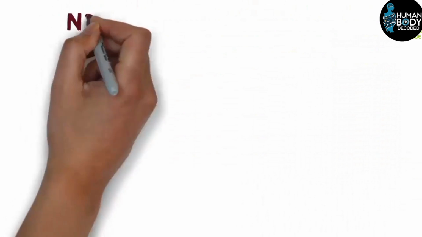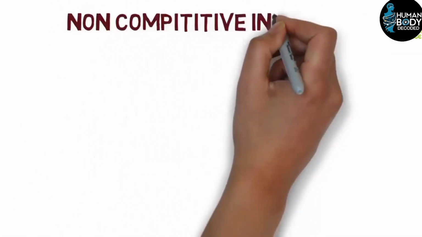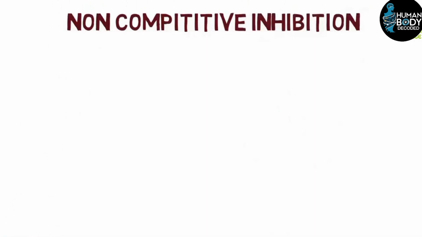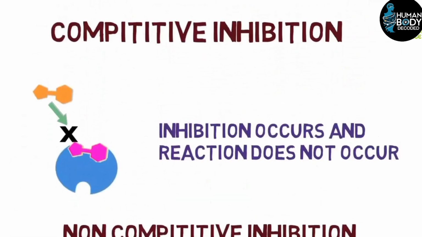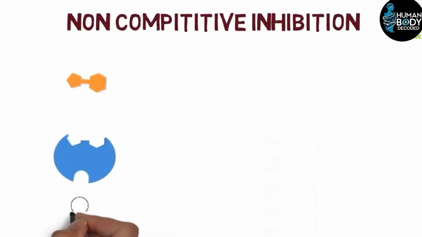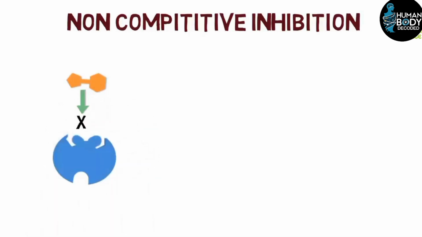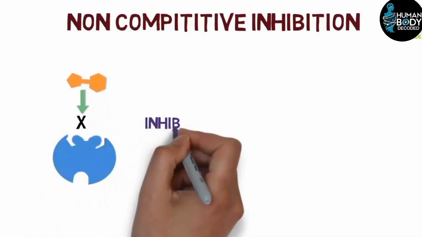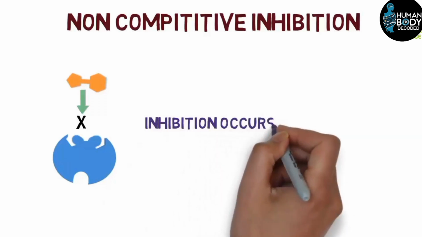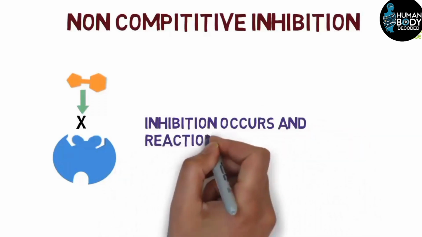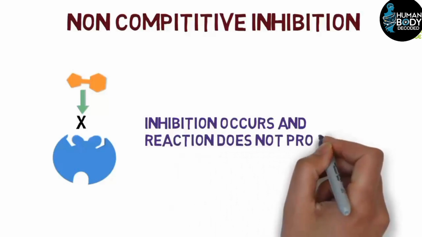Now let's move on to non-competitive inhibition to see how it works. Here is the enzyme, and this is the substrate. Opposite to it, this black structure represents the non-competitive inhibitor. It binds to the allosteric site. Once it attaches, the shape of the enzyme changes, preventing the substrate from fitting into the active site. Because the substrate cannot bind, the enzyme's activity stops. This is called non-competitive inhibition, which also stops the reaction from proceeding further.